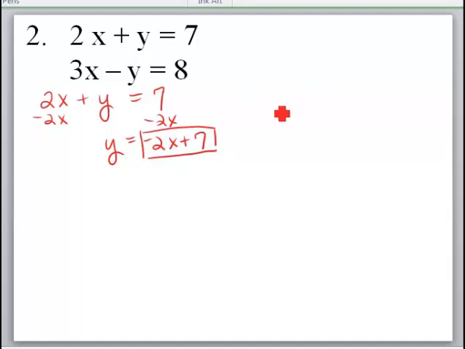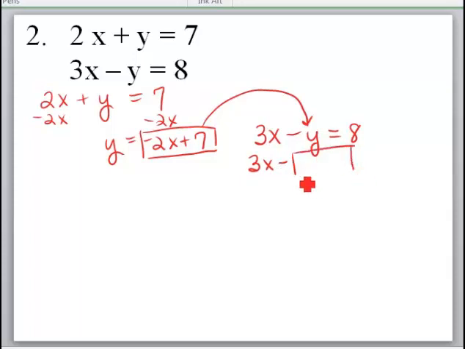So my other equation is 3x minus y equals 8. And like I said, we're going to replace y with the box. So we'll copy everything straight down, except y becomes the box, and then equals 8. So we're going to put whatever y equals in the box, and that would be the negative 2x plus 7. So what this really says is 3x minus (negative 2x plus 7) equals 8.